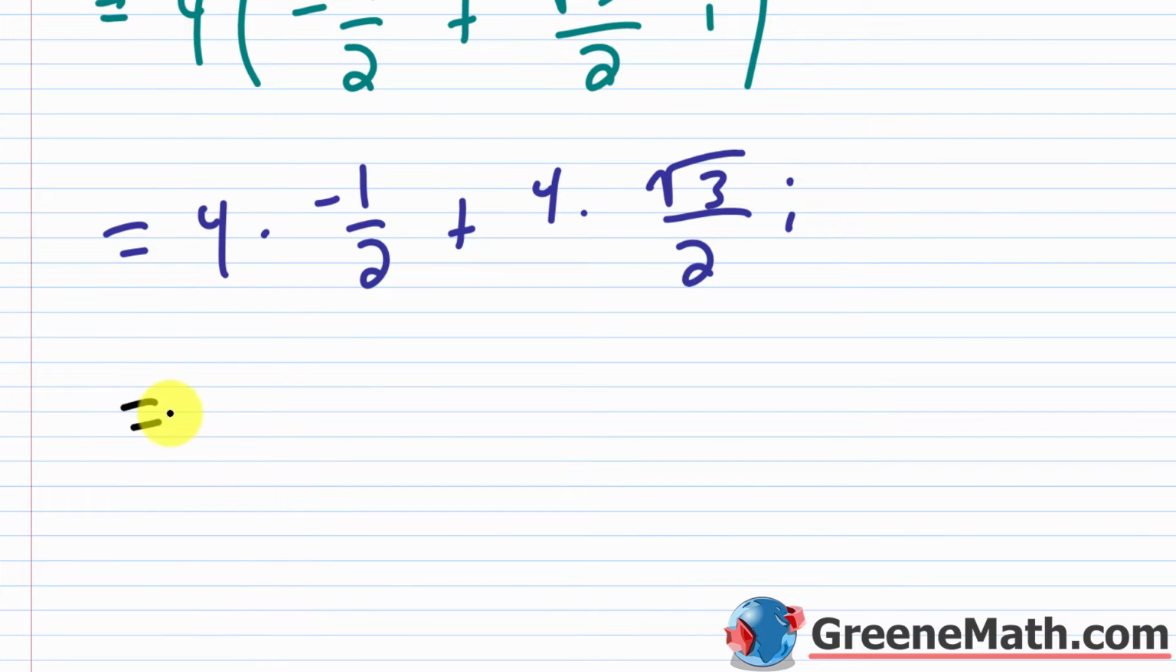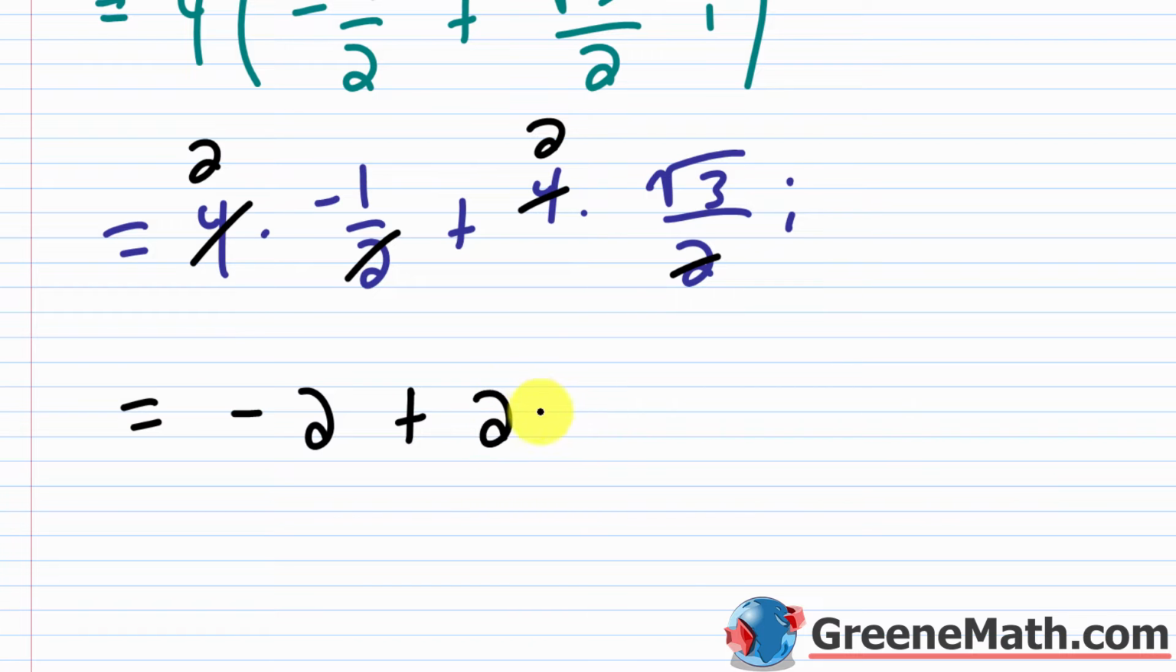So for the final answer here, the 4 would cancel with the 2 and give me a 2. So this is going to be 2 times negative 1 or negative 2. And then plus the 4 would cancel with the 2 and give me a 2. So this is going to be 2 times square root of 3 times I. Or again, you could just put the I here. So let's put the 2I times square root of 3 like that. So in my rectangular form or standard form, you get negative 2 plus 2I times square root of 3. Or again, you could say negative 2 plus 2 times square root of 3 and then times I.